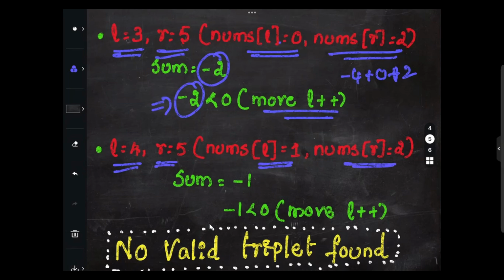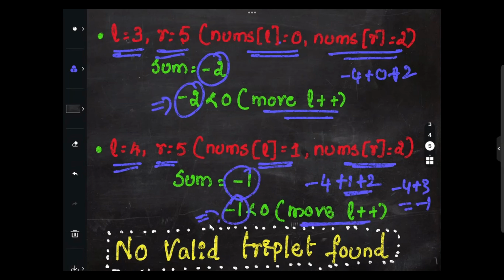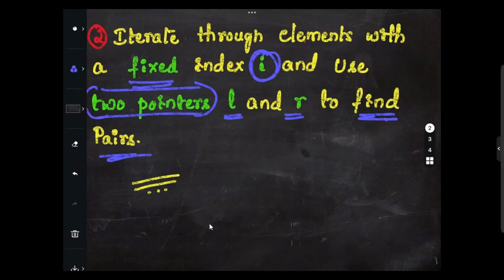So when we sum up this one, minus 4 plus 1 plus 2, this will lead to plus 3. Minus 4 plus 3 is nothing but minus 1. So minus 1, again we didn't get 0 here. Minus 1 is less than 0. Again we will move L plus plus, so we'll increment the L in this case.